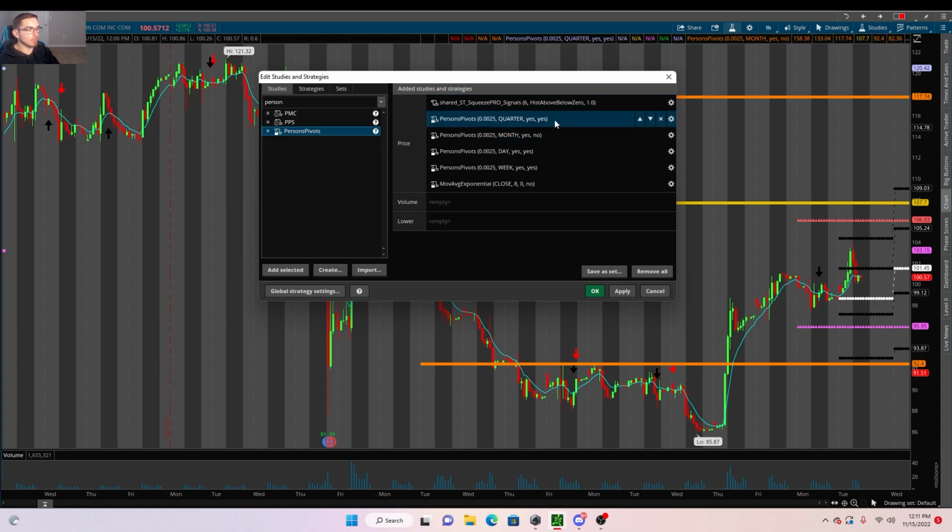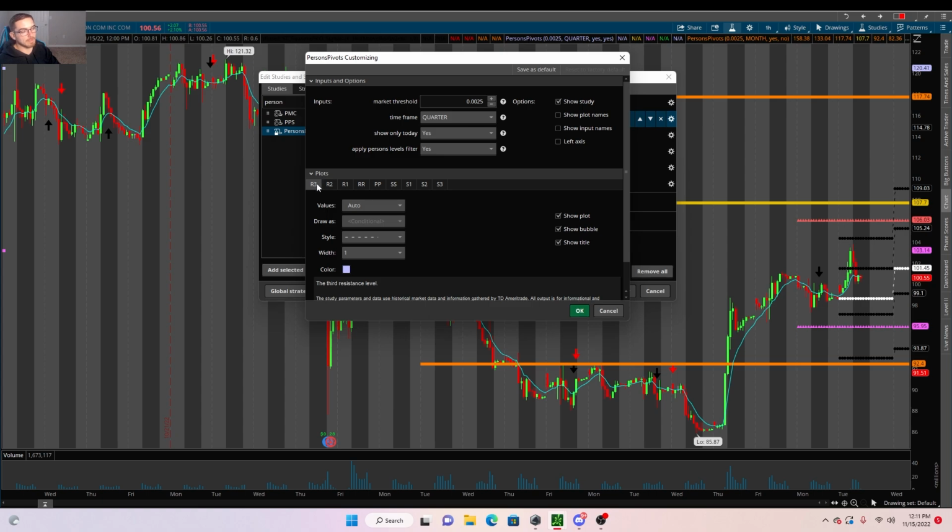Now, once you color code all of these different levels, when you go into the settings, you're going to see that we have R3, R2, R1, PP, S1, S2, S3. The R3 all the way to R1, those are your resistance points, so you want to color code all of these the same. These are going to be resistance. And then where it says PP, that's going to be your Person's Pivot.